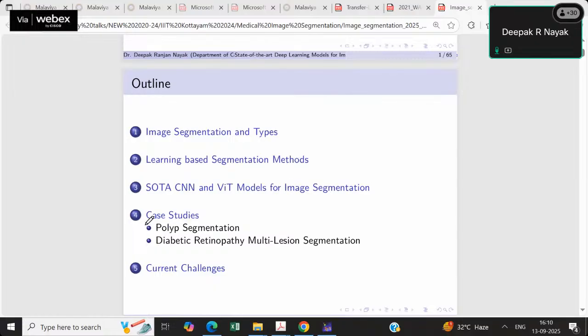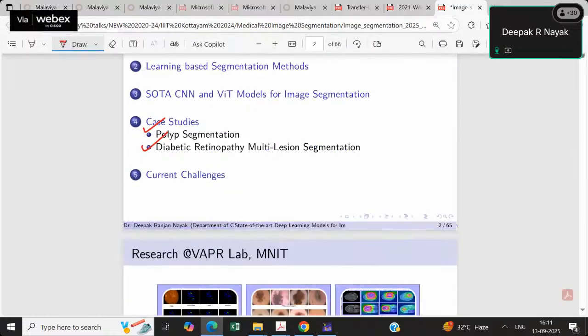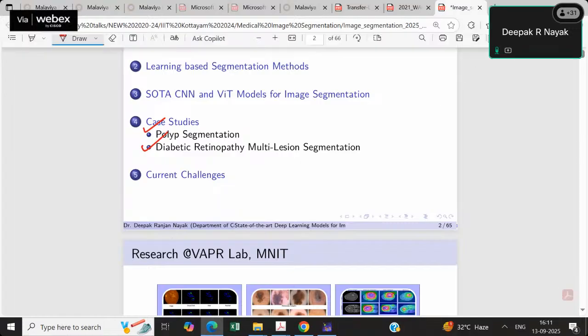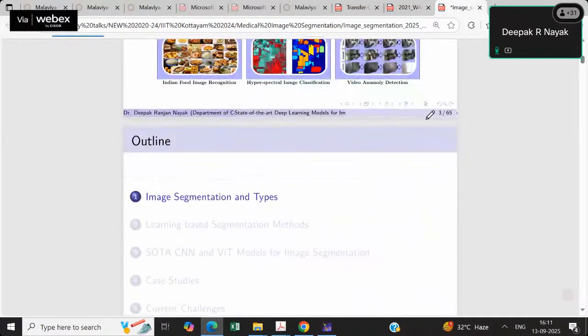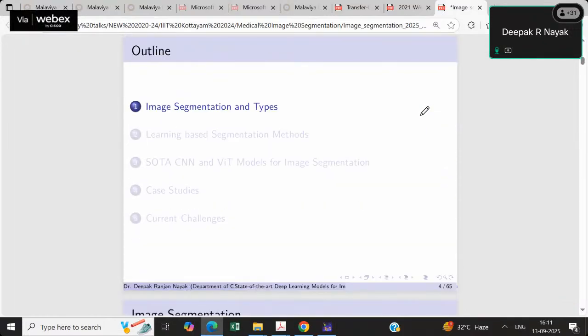There are two case studies I will show you. There are a few approaches which we have developed recently for solving the medical image segmentation task. And at the end, I will talk about some of the challenges we face and how to overcome those kinds of challenges. Whenever you have any doubt, you can just stop me or write your query. I'll try to answer you during the session. Fine.